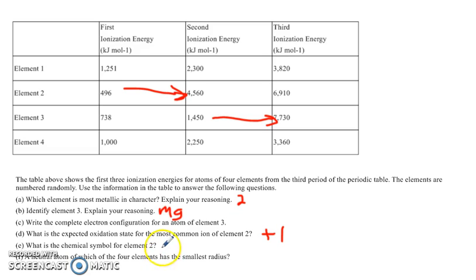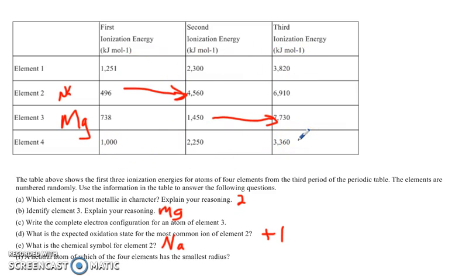What's the chemical symbol for element number 2? It's Na. And then finally, which neutral atom of the 4 elements has the smallest radius? Well, we know this is Na. This is Mg. All right, I'm looking at the next ones, folks. We don't have any huge jumps in 1 and 4.